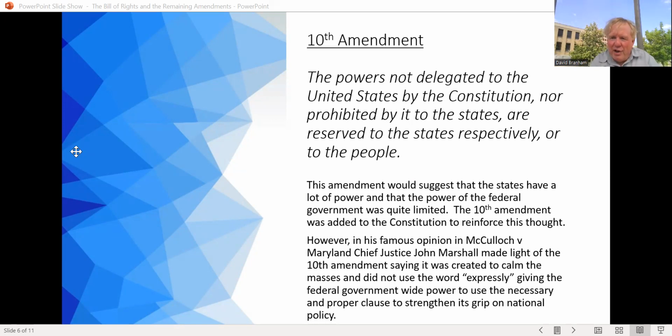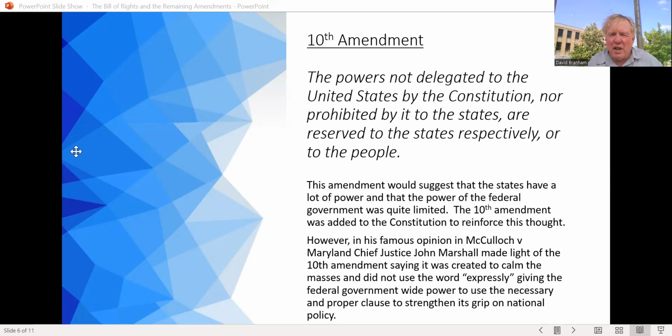And so 30 years after the 10th Amendment was put in to calm the masses, the worst nightmare came for those who were pro-state rights. State rights were pretty much gone after that, because Marshall had extended the power of the federal government so much.